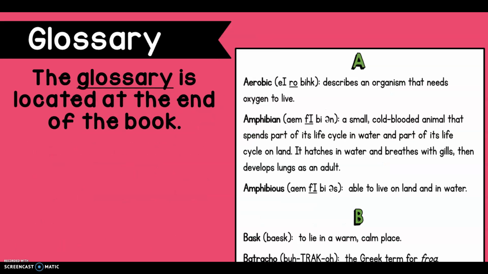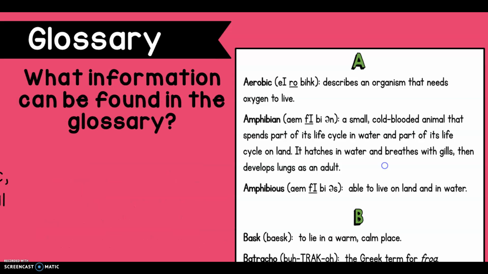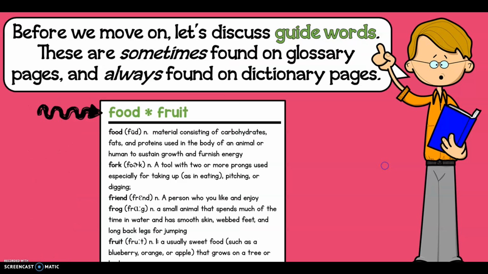Your glossary is at the end of the book. Some glossaries will include some pronunciation guides that help you know how to say the words, but mainly you're going to find the definitions of those words that are typically bolded within the text. And the words that appear in the glossary are found in alphabetical order.